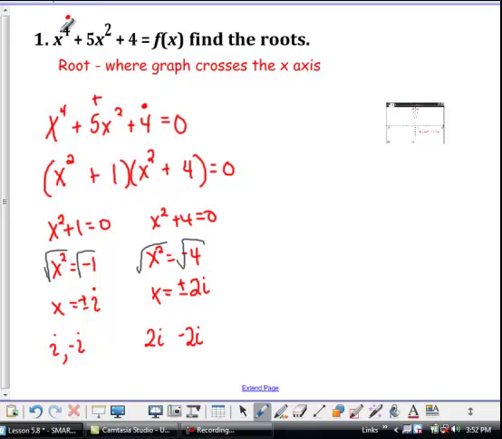See, it's raised to the 4th power, so therefore there have to be 4 roots. And in this case, all 4 roots are imaginary. And there are my 4 roots.